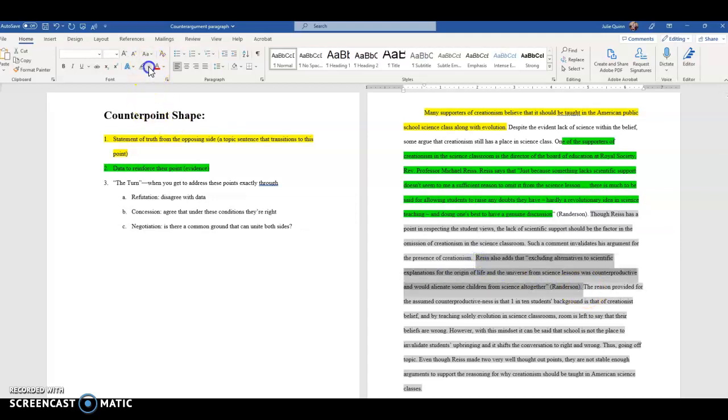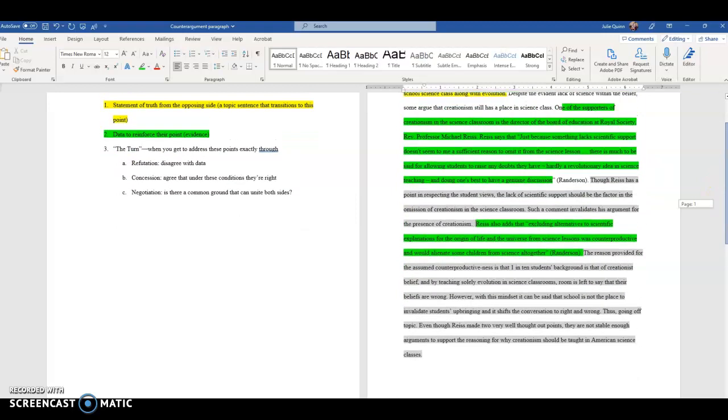So you can see what the student is doing here: we've got the point and then the addressing of it, and then let's see where she goes with this. Rice also adds that excluding alternatives to scientific explanations for the origin of life in the universe from science lessons was counterproductive and would alienate some children from science altogether.